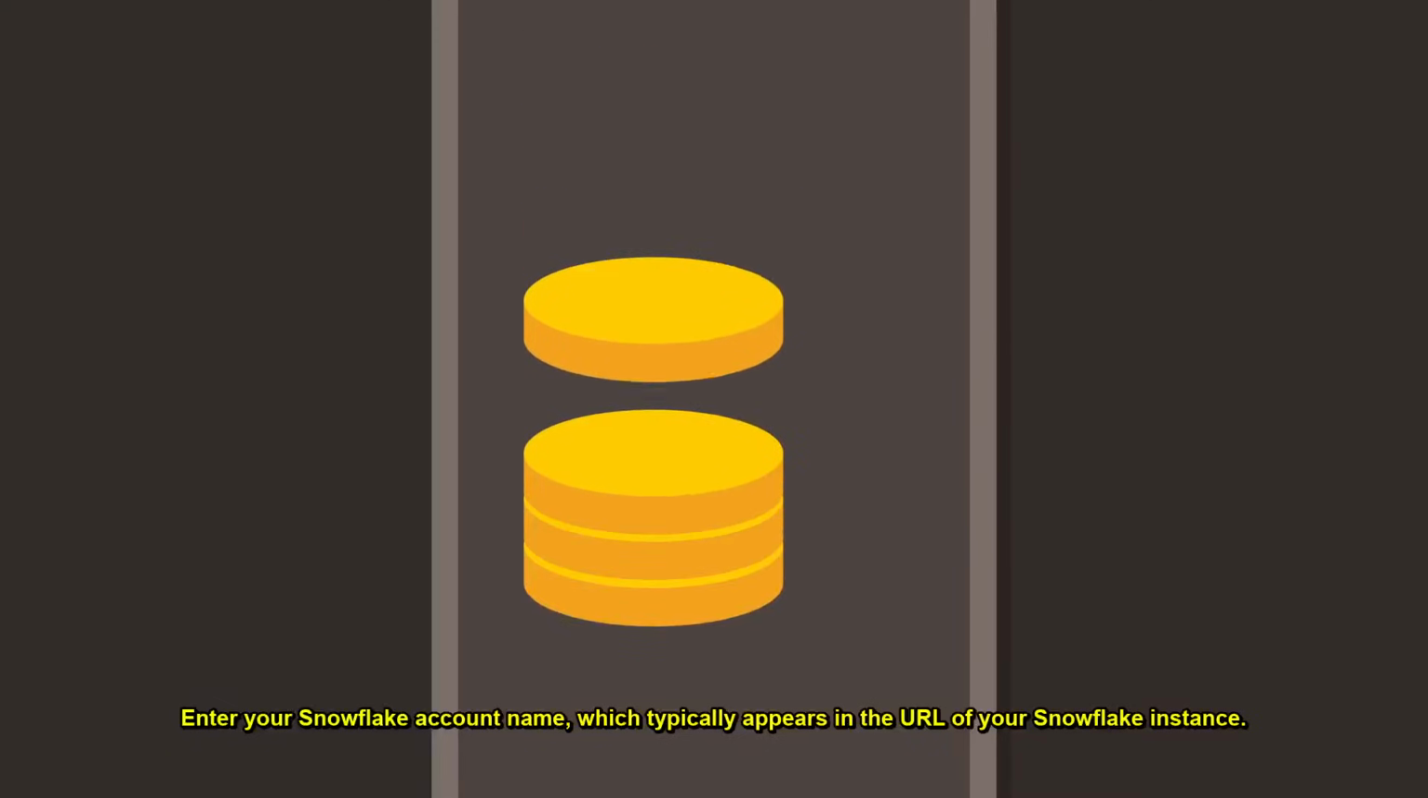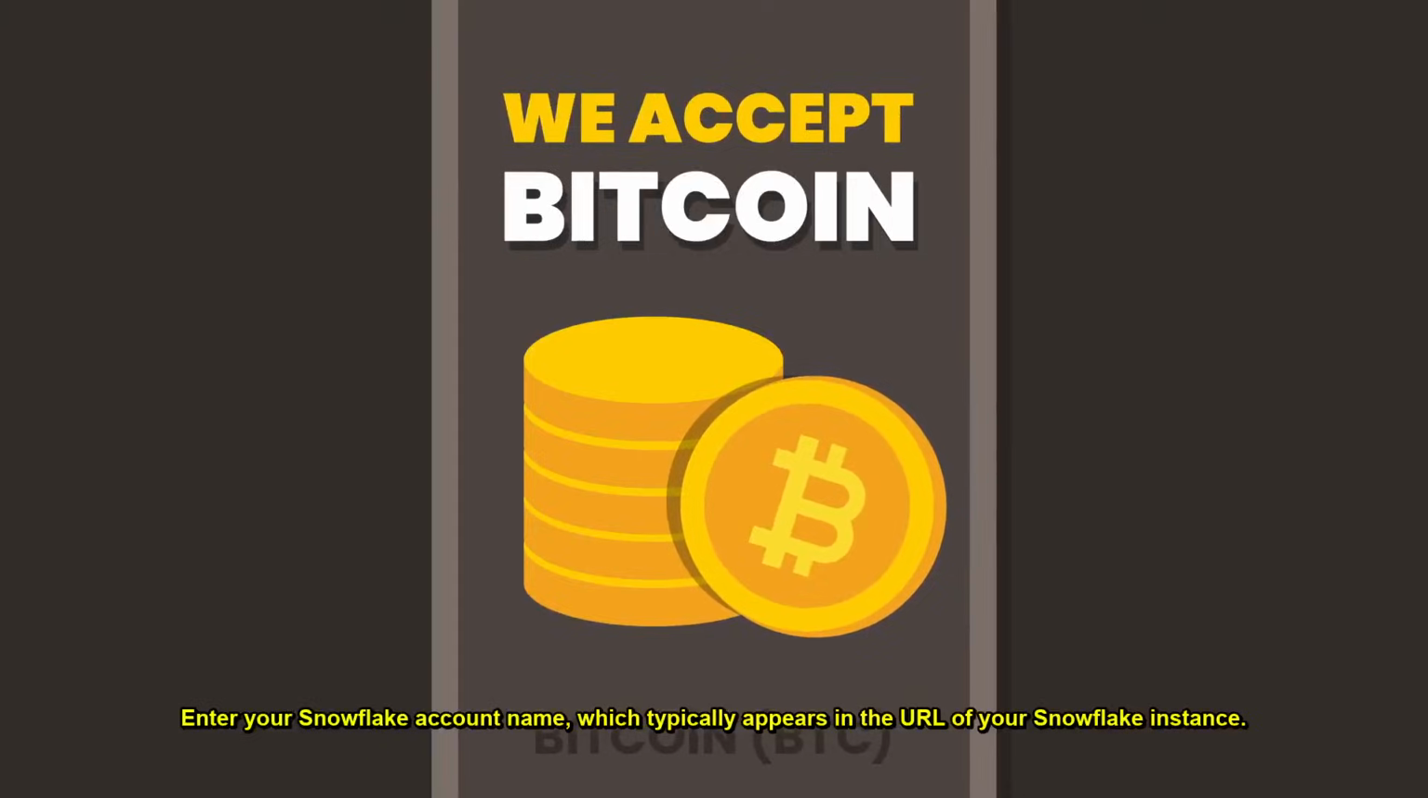Enter your Snowflake account name, which typically appears in the URL of your Snowflake instance. Next, specify the warehouse you want Stitch to use for data loading. Provide the database name where you intend to migrate your data. Enter the schema name within that database.